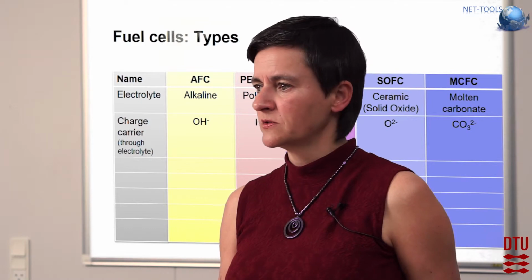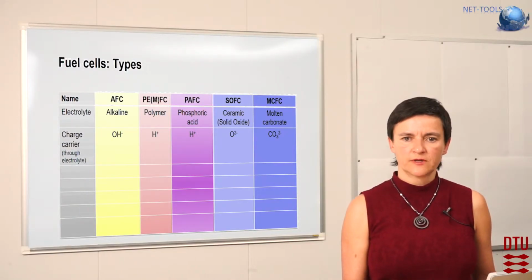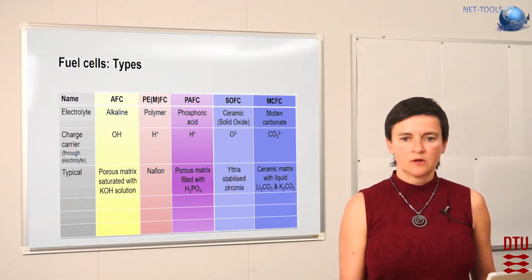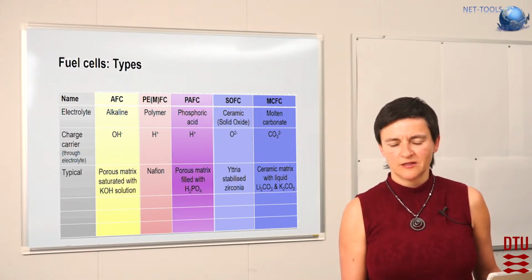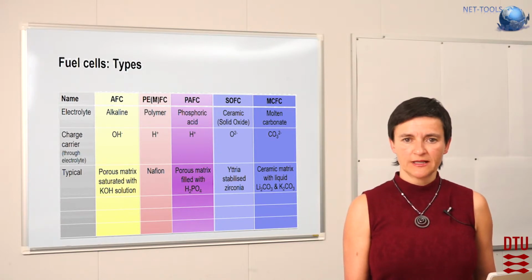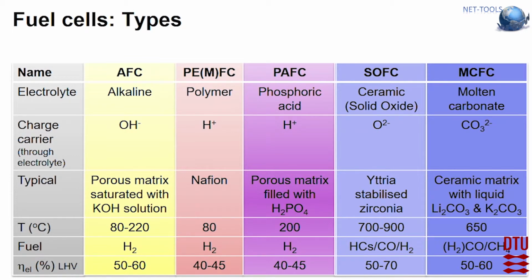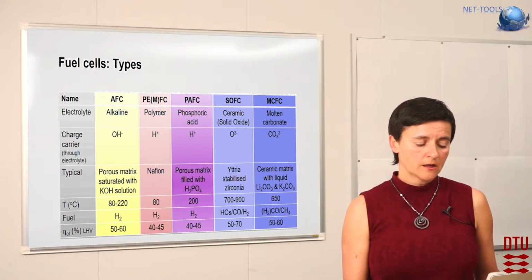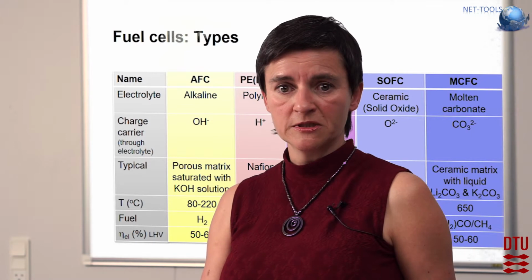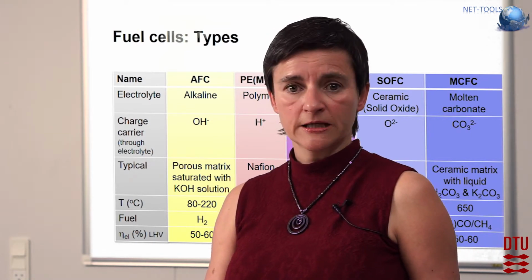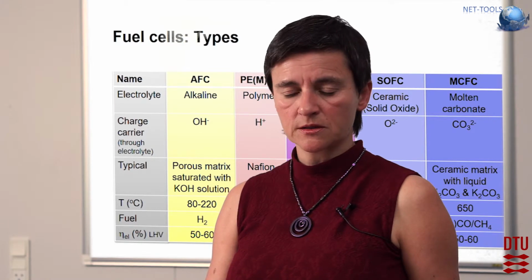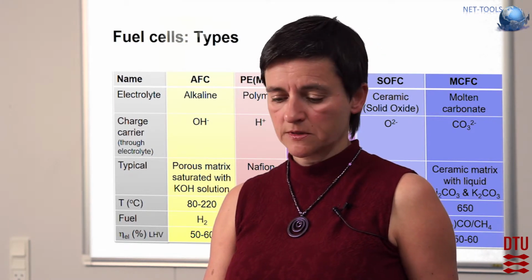The electrolyte nature also determines what kind of ion you have to transport through the electrolyte. Here are the examples of the chemical composition of the typical electrolytes for these types. And these determine in which temperature range the fuel cell is working and also which type of fuels you can use to produce electricity, including which efficiency you can achieve. I will go into a little bit of detail for the single types now and show you the overall reactions and some of the typical materials.